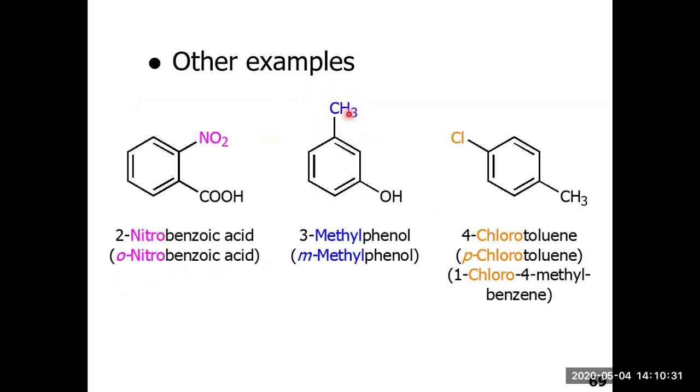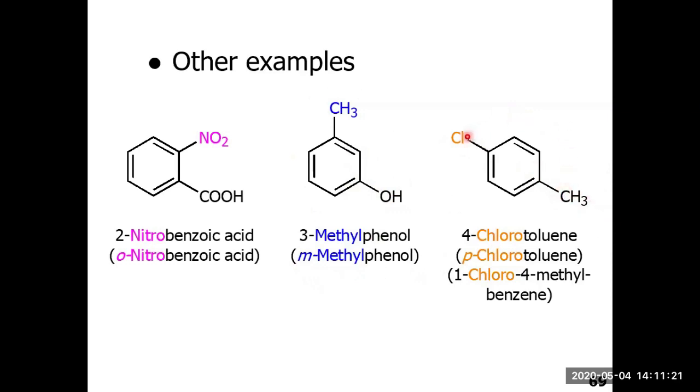We have this example here. We have a methyl group and a hydroxy group bonded to your benzene ring. Between the hydroxy group and the methyl group, the hydroxy group is higher priority. Therefore, the base name of the benzene becomes phenol. So the name becomes 3-methylphenol. The other name for this molecule is meta-methylphenol.